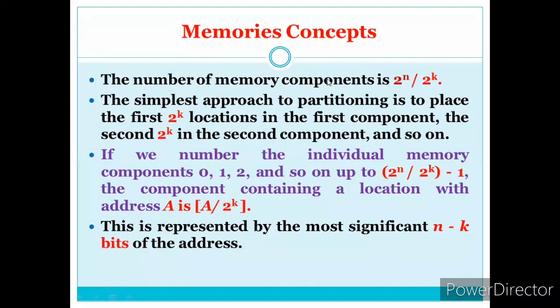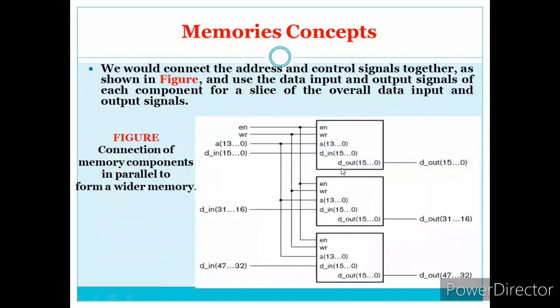So now, the number of memory components is how to design. It is 2 raised to n divided by 2 raised to k, if the memory size is more. The simplest approach of partitioning is that we have the first 2 raised to k locations in the first component, the second 2 raised to k in the second, and so on. We have to connect it as we have seen in this particular figure.